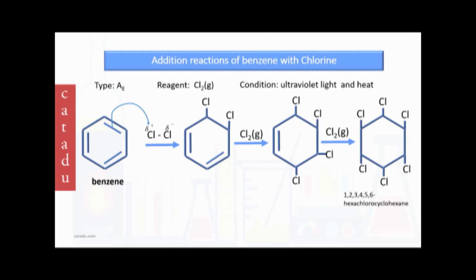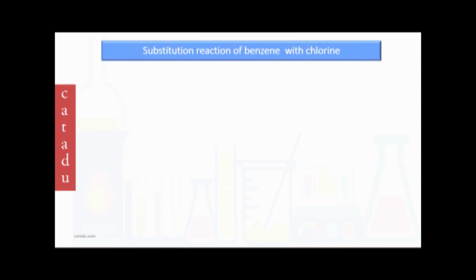The position is 1 2 3 4 5 6 hexachlorocyclohexane. Now, substitution reaction. The first reaction, substitution reaction of benzene with chlorine. This is called chlorination reaction of benzene. This is electrophilic substitution. The reagent is chlorine, and the condition is a Lewis acid catalyst like aluminium bromide.